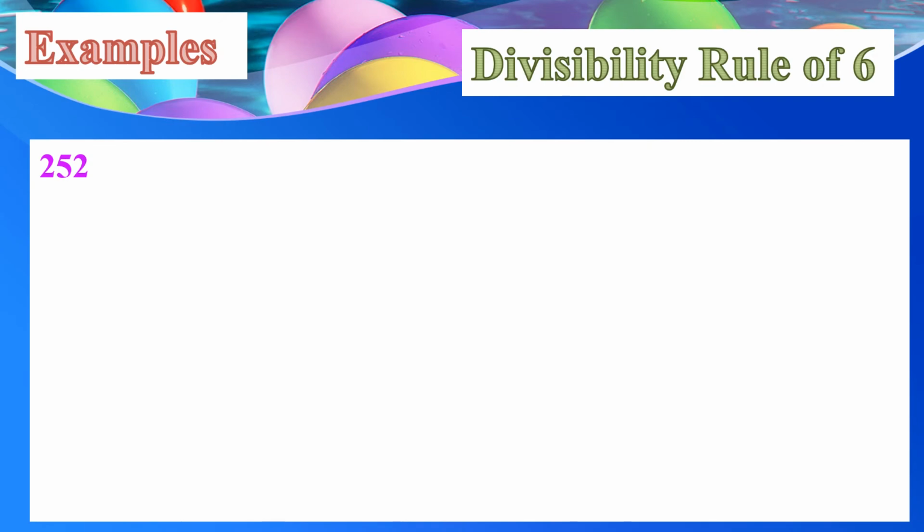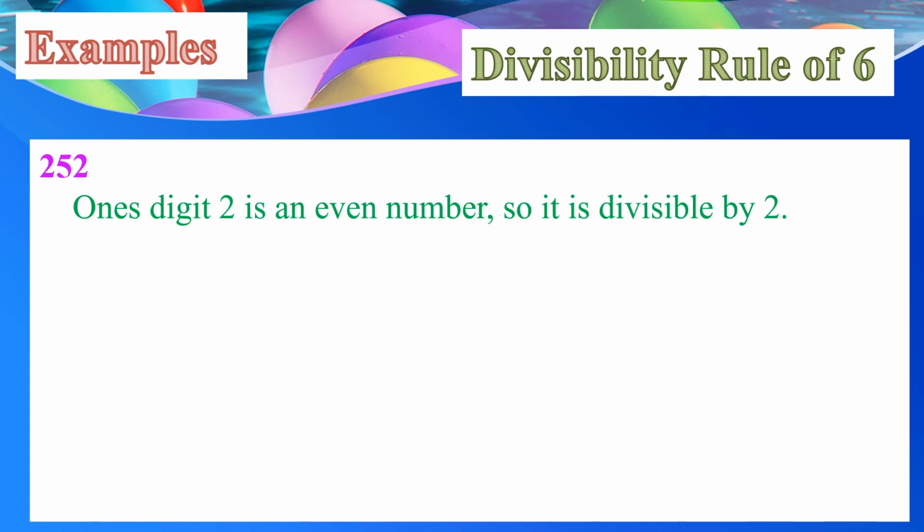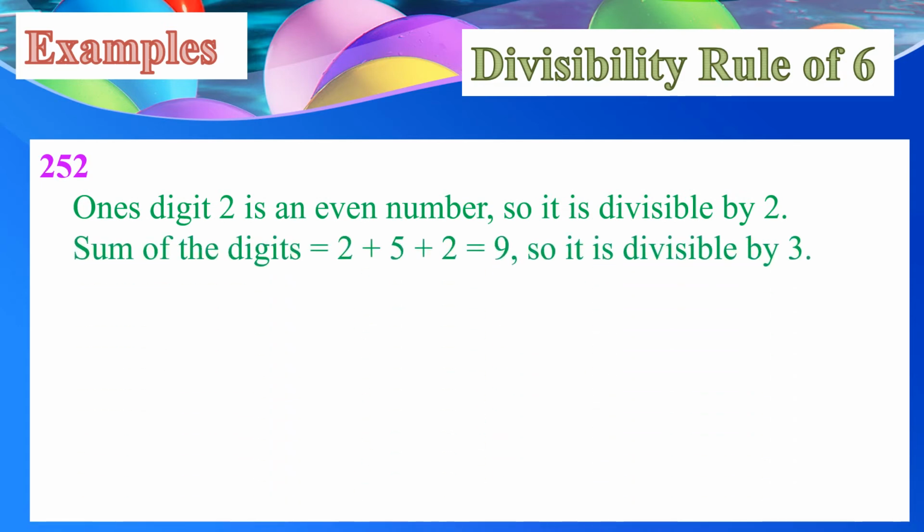252. In this example, the ones digit is 2. Therefore, the given number is divisible by 2. Sum of the digits is 2 plus 5 plus 2, which is equal to 9. 9 is also divisible by 3. So, the given number 252 is also divisible by 3. Since 252 is divisible by both 2 and 3, it is also divisible by 6.